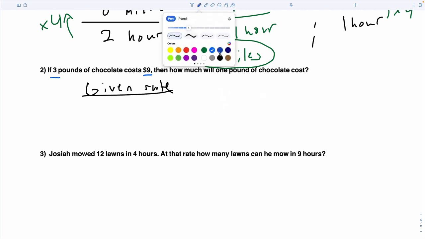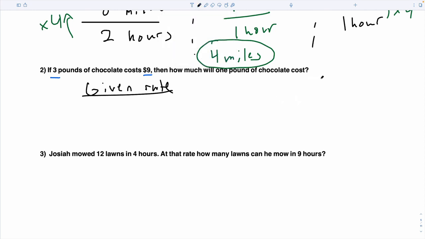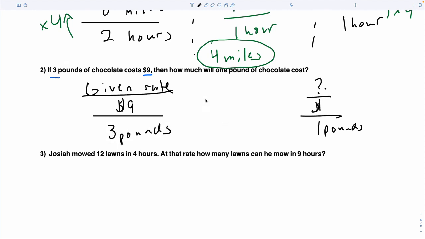Before we finish the given rates, let's go to what we're looking for. The thing that we're looking for should always be on top. Am I looking for pounds or the cost? I'm looking for cost. Put cost on top. Put pounds on bottom. You need to fill out the mystery part first and then fill out your given rate. Jackson, what number goes on top of the given rate? 9 matches the dollars. 3 pounds matches the pounds. Find my unit rate. Kate.